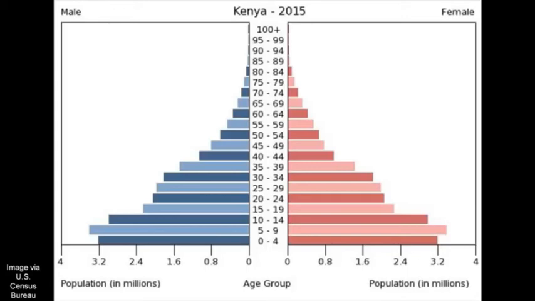So what's going on here? We see some population stability, but like many African countries, especially sub-Saharan Africa, you don't see large sex ratio differences. And you can really see that at the bottom. See how at the 0 to 4 age group, it's almost identical as far as the rates of males versus females.